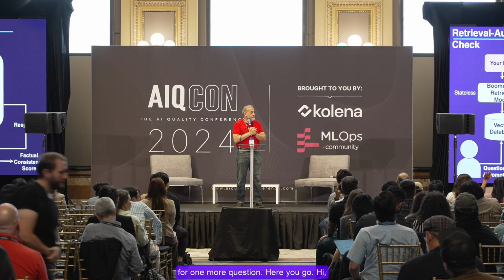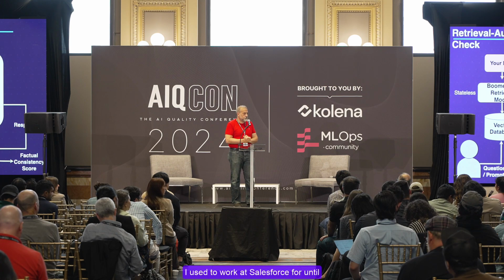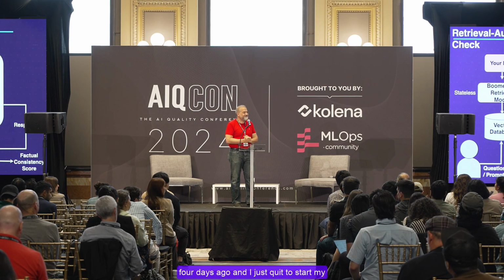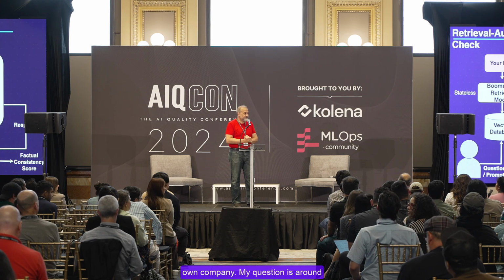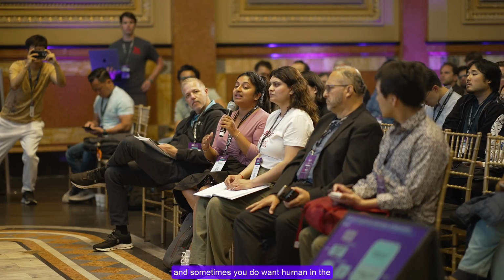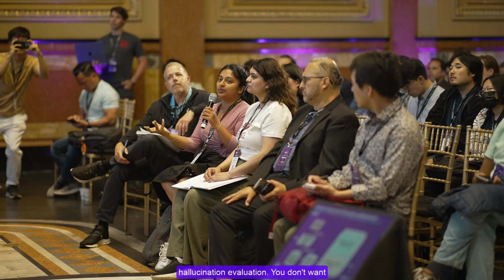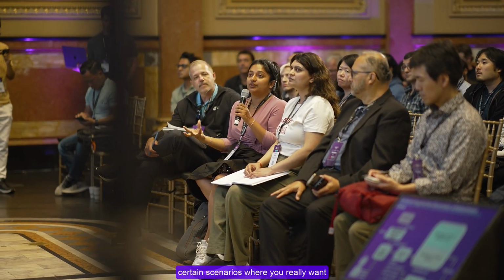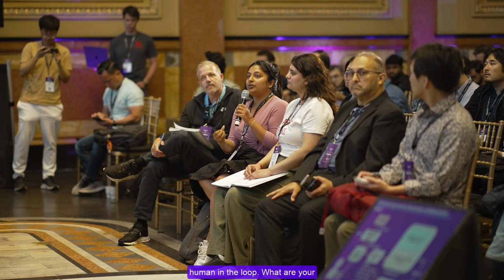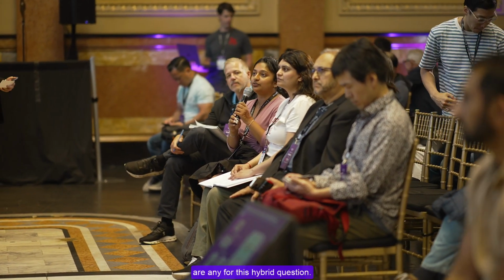Thank you. We have time for one more question. Here you go. Hi, my name is Arunima Sharma. I used to work at Salesforce until 4 days ago, and I just quit to start my own company. My question is around hallucination evaluation. I used to work in the cybersecurity organization, and sometimes you do want a human in the loop, a hybrid model, for hallucination evaluation. You don't want it completely automated. There are certain scenarios where we really want human in the loop. What are your recommendations on evaluating that as a startup founder? What percentages, and what are some services, if there are any, for this hybrid evaluation?